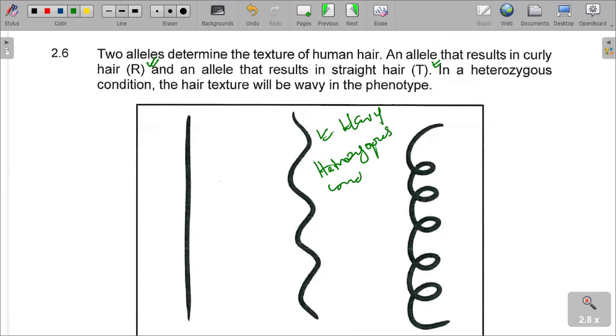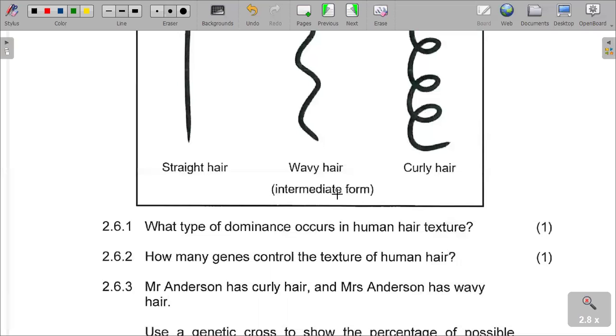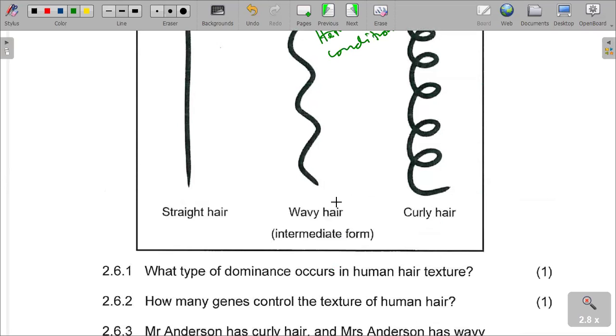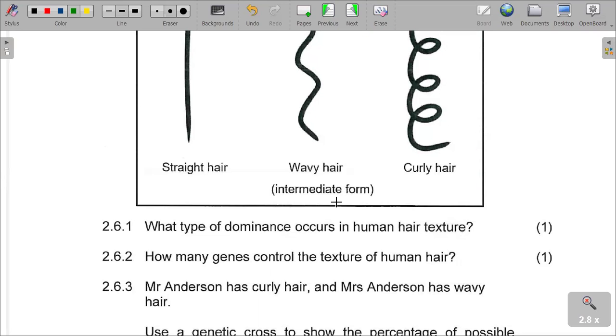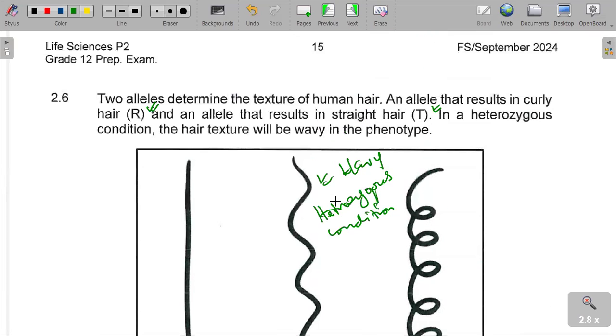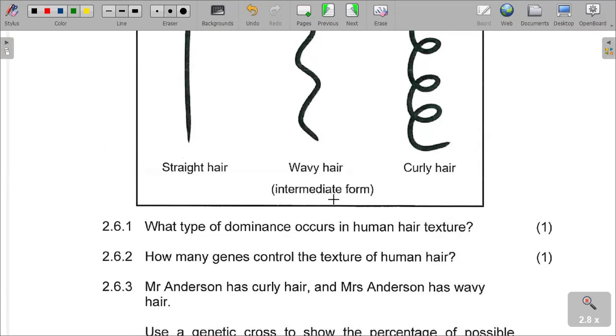It's a heterozygous condition that is given there. So what are we saying? What type of dominance occurs in hair texture? As you can see, when one allele completely covers or completely dominates the other, I'm sure that you know that type of dominance is called what? Complete dominance. It's called complete dominance because the hair can be straight, it can be curly. So when one of the alleles completely dominates the recessive allele, it is called complete dominance.